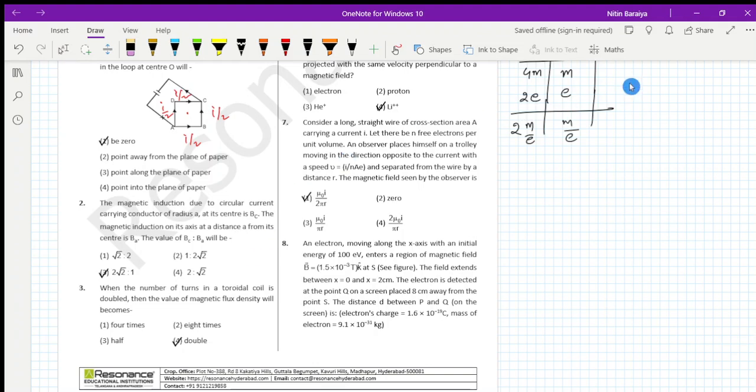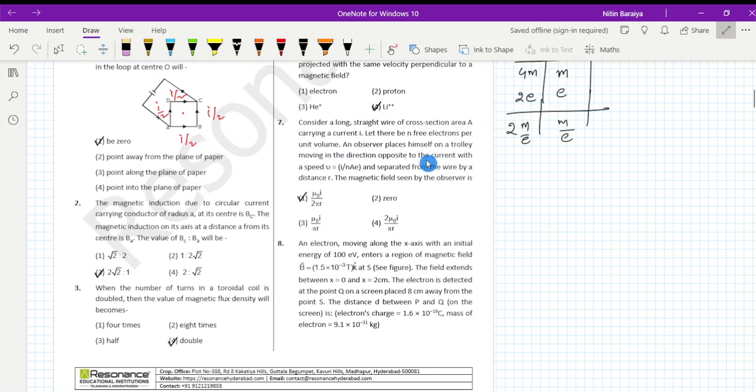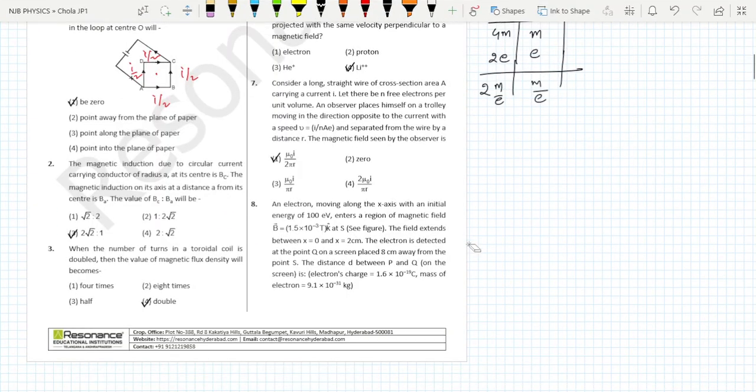Question number 7 is: consider a long straight wire of cross section area A carrying a current I. Let there be n free electrons per unit volume. An observer places himself on a trolley moving in the direction opposite to the direction of current with a speed of I upon nAe. That means he is moving with drift velocity. Separated from the wire by a distance r, the magnetic field seen by this observer is.